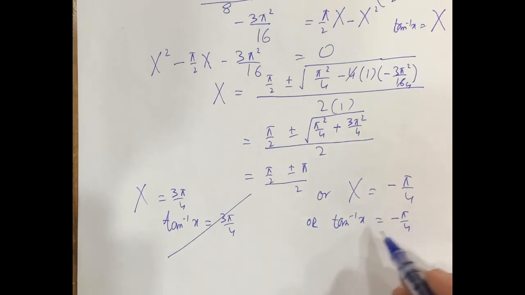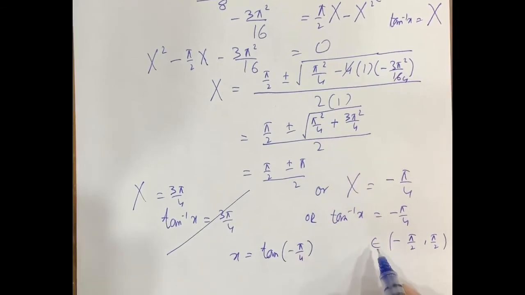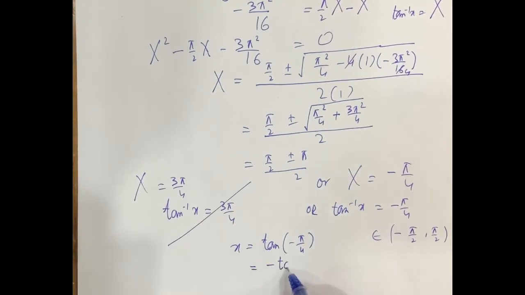Tan inverse of x is an angle between minus pi by 2 and plus pi by 2. This angle belongs to that range, so we accept this. x is tan of minus pi by 4. Tan of minus theta is minus tan theta, so this is minus tan pi by 4, or minus 1. So minus 1 is the answer to the question.